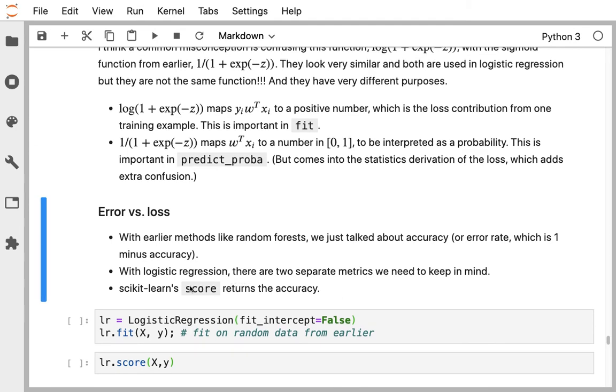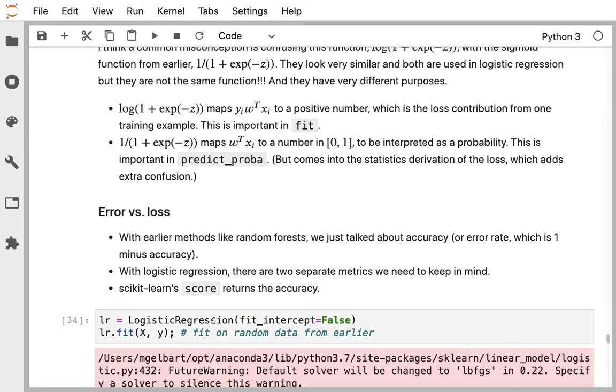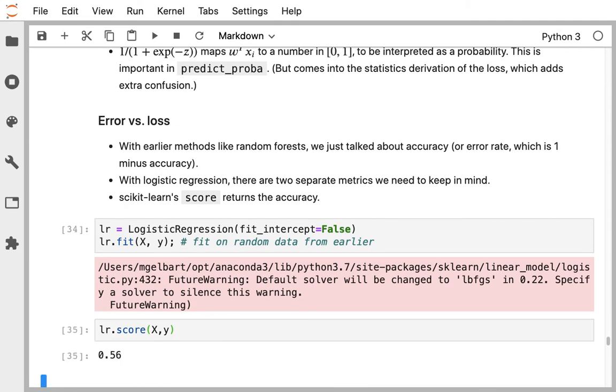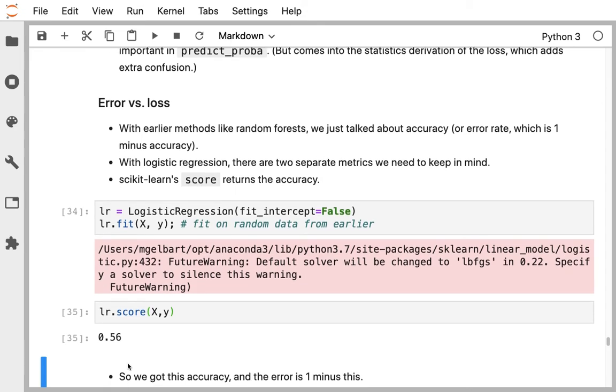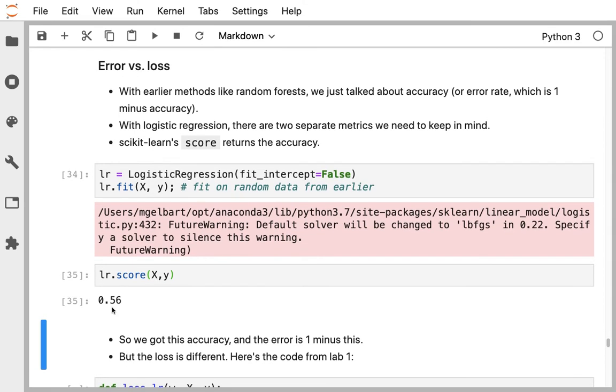So scikit-learn score returns the accuracy. I'm making a scikit-learn logistic regression. I'll just turn off the intercept for now for simplicity. I will fit it on some random data that we had earlier. We can ignore the warning. Call score, and it says 56% accuracy, so 44% error. The loss, though, is not 44%. The loss is something different.